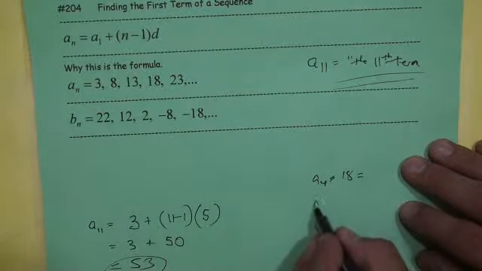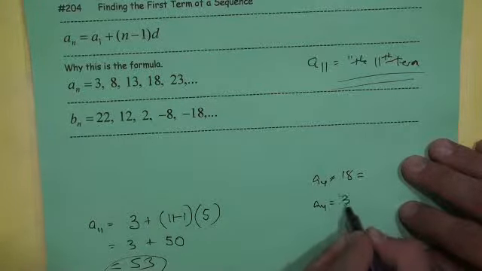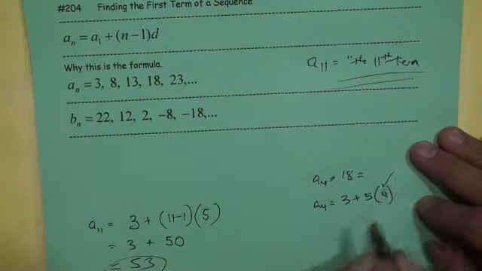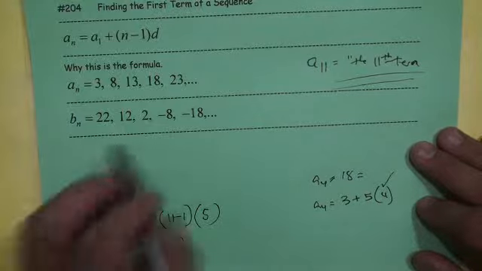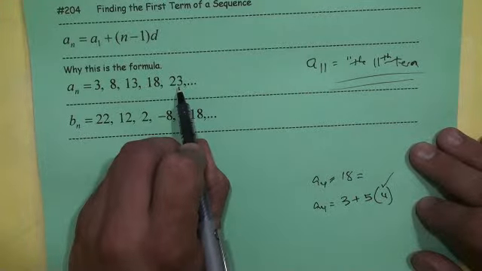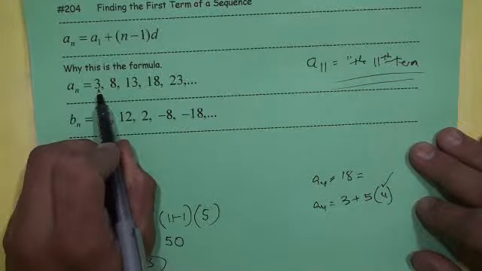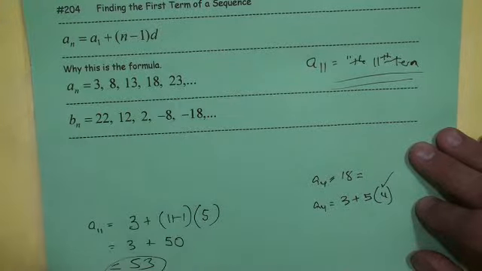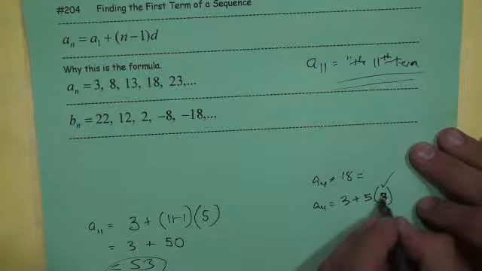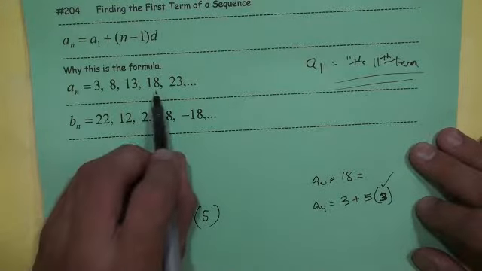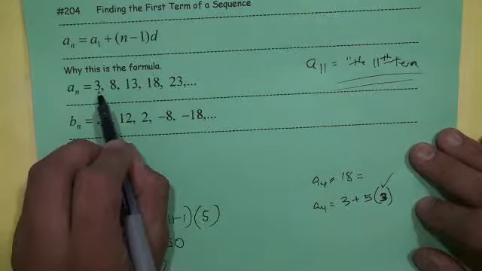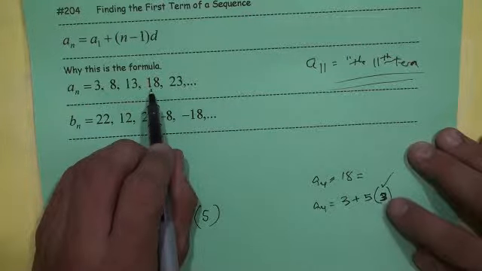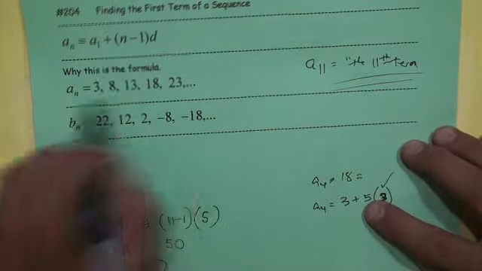To get to the 4th term, we took 3 and added 5 three times. See that? To get to 18, we started at 3, we went plus 5 once, plus 5 twice, plus 5 3 times. That's why we'd add 3 5s.